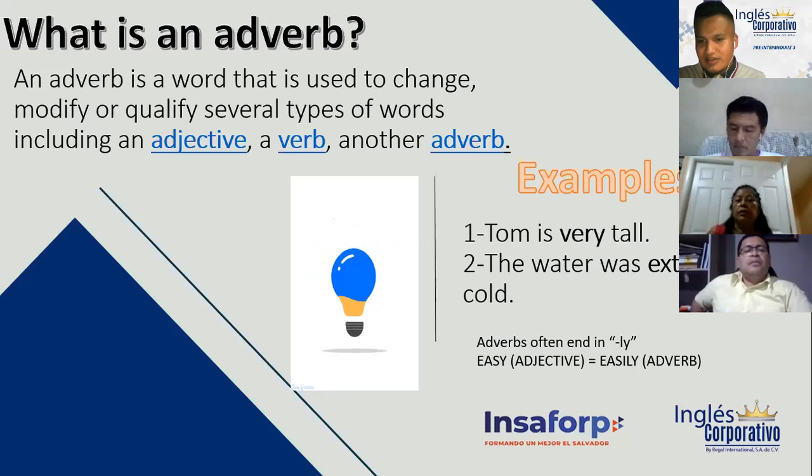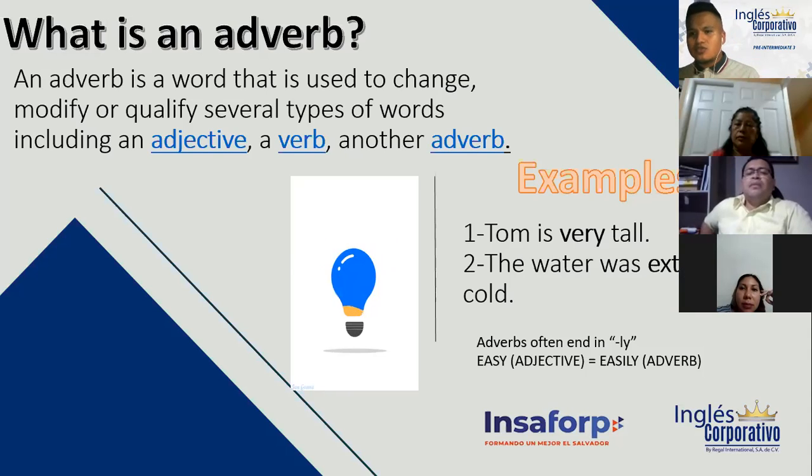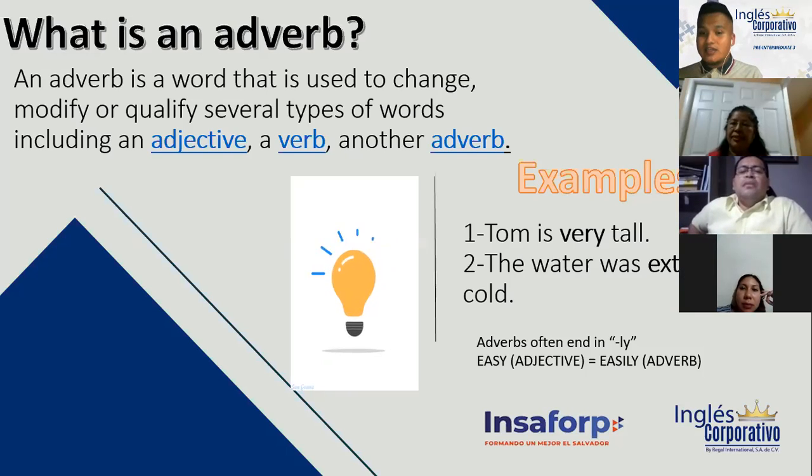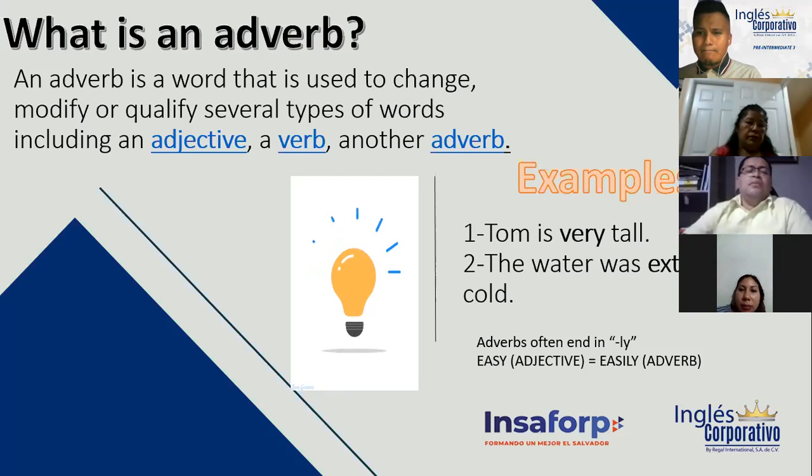We have an example here. As you can see, we have the word easy, which is an adjective. But how do we change this adjective into an adverb? Easy. The main rule is that you only have to add the letters L and Y. As you can see, the letter Y changes to an I and then L-Y. So we say the adjective easy, and then we have the adverb easily. Do you understand this rule? Yes, teacher. Okay, let's continue.